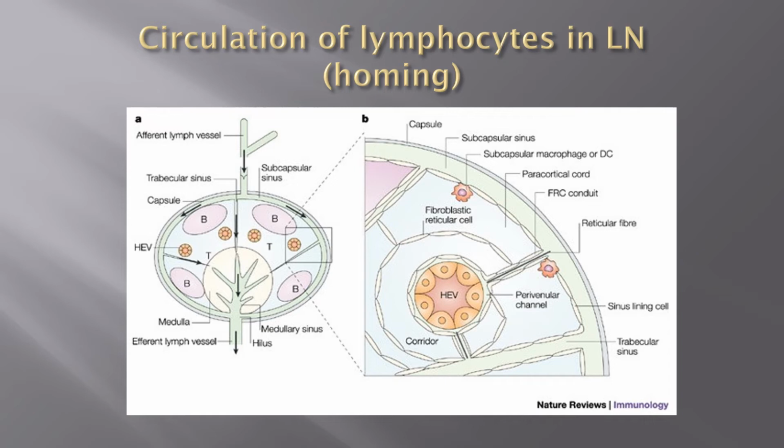Both T and B lymphocyte cells leave the bloodstream via high endothelial venules. The movement of the T and the B lymphocytes through the endothelial venules in the lymph node is called homing.